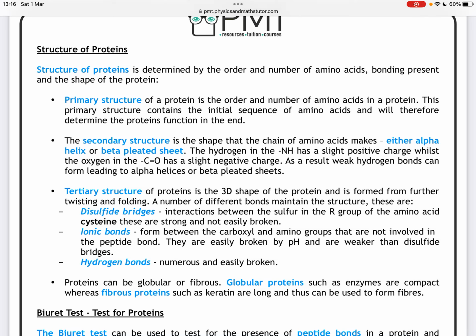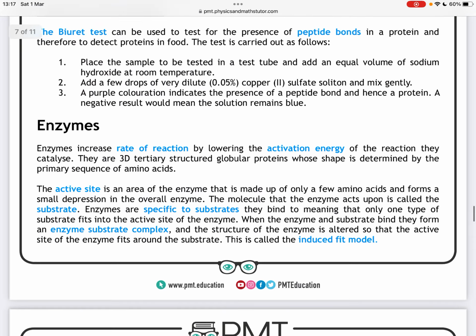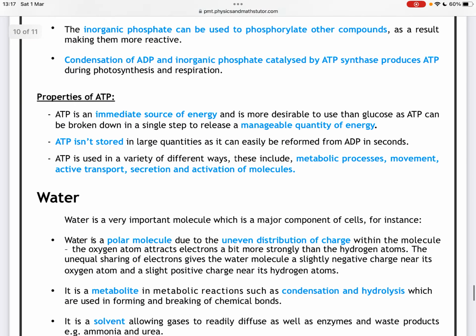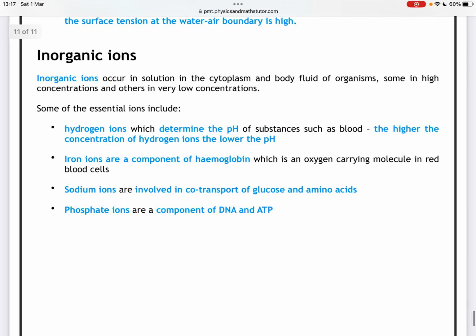In this video, we'll be completing the biological molecules part of the A-level revision AQA, International AQA syllabus. Also, I believe this video must be useful for IGCSE and OCR. Okay, so the structure of the carbohydrates, lipids, and proteins were done in the first video. In this second video, we'll be doing the test of the proteins, the enzymes, the structure of the DNA and the RNA, the DNA replication, the ATP, the water, and the inorganic ions.